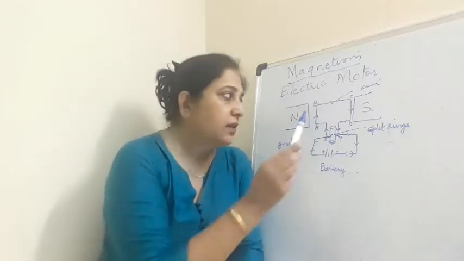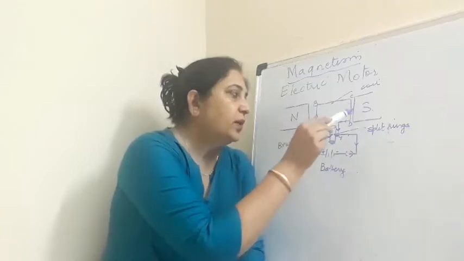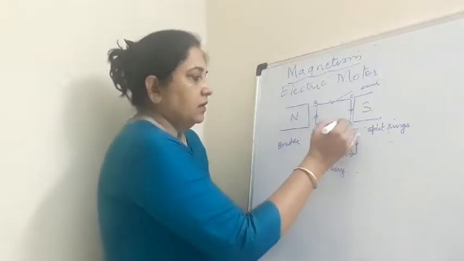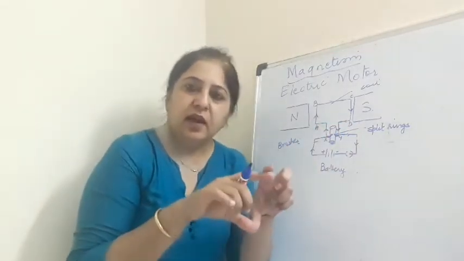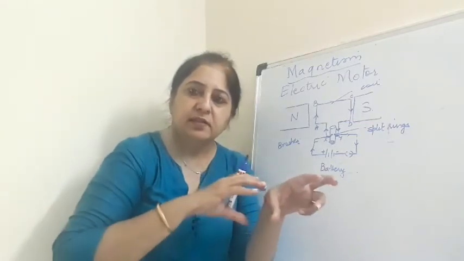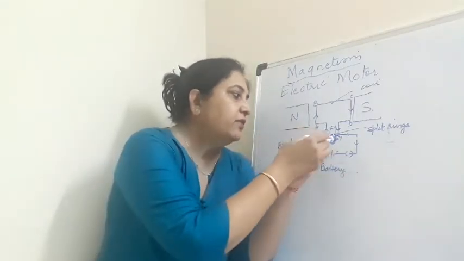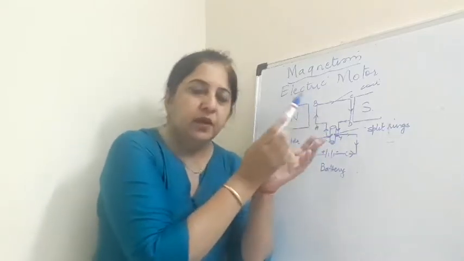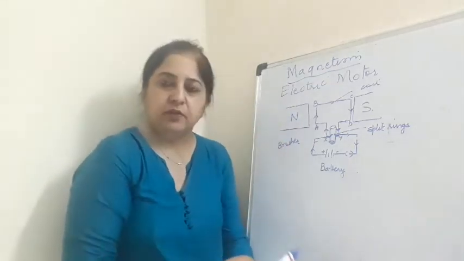So what is this? There are two magnets, north and south, opposite poles. In between the poles there is a rectangular coil ABCD. Attached to this, there are two split rings. Split rings are actually halves of two rings, and they are attached in such a way that the axle passes through them, and there are brushes X and Y which allow the current to flow from the battery to the coil. So this is the structure, or we can say these are the components of the electric motor.